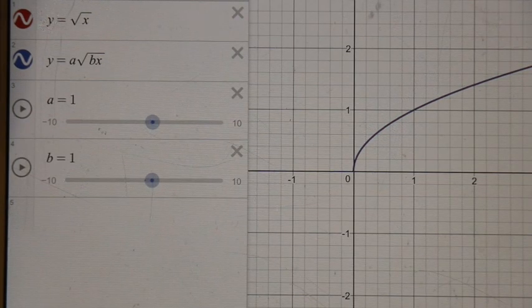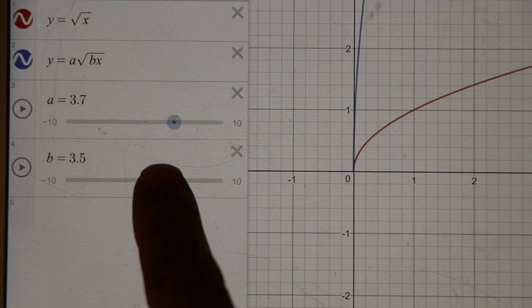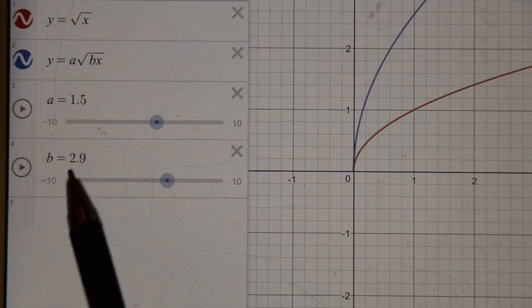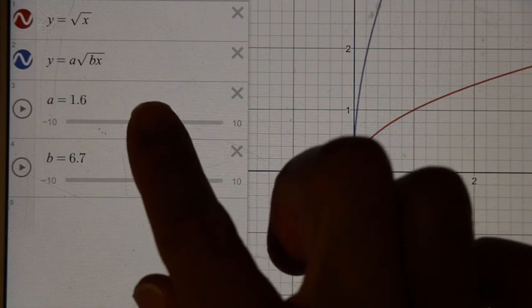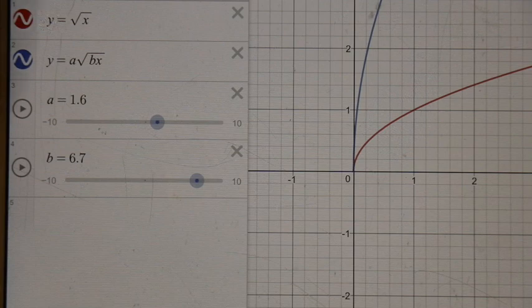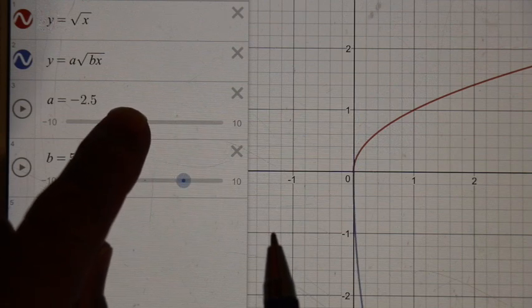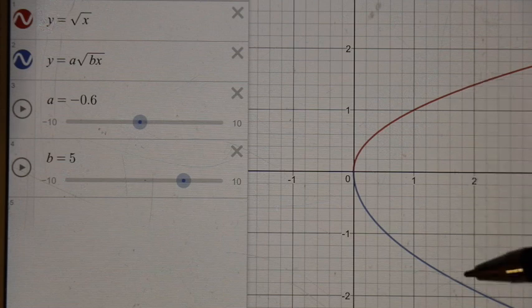So A says both are positive. So we can move both of them here at the same time. And you can see that if I move A and B at positive values, you can still see that still along this side of the y-axis. Now in part B it says A is less than 0, but B remains positive, so we'll keep B there. Actually, we'll just bring it back a little bit, and then make A go negative. And you can see when A is negative, you still have the domain the same, but the range has changed.